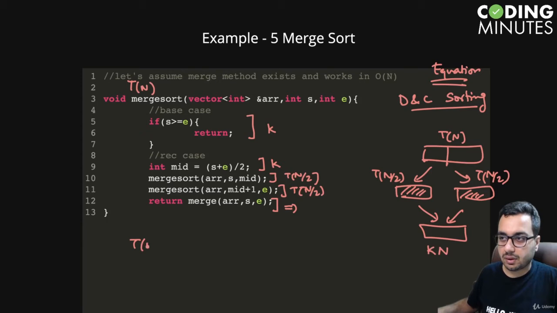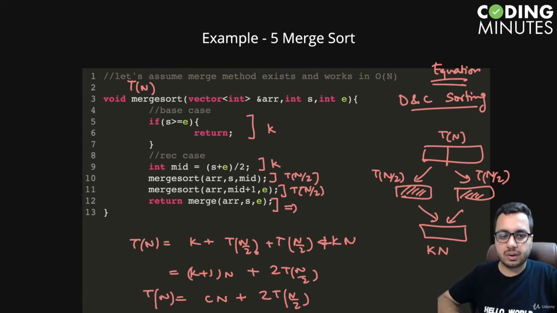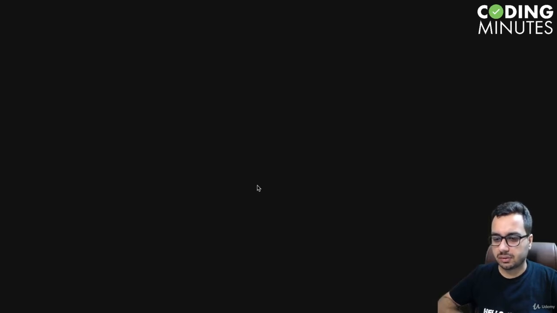So we can write T(n) as k plus T(n/2) plus T(n/2) plus kn. If I simplify this, it becomes (k+1) times n plus 2T(n/2), and we can still write it as some constant c times n plus 2T(n/2). I can put k+1 as c, it's a constant. This is the recurrence that we need to solve to find the complexity of merge sort. So let us try to solve this recurrence.